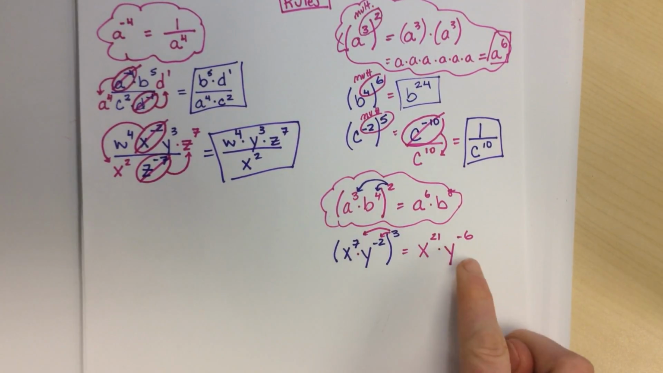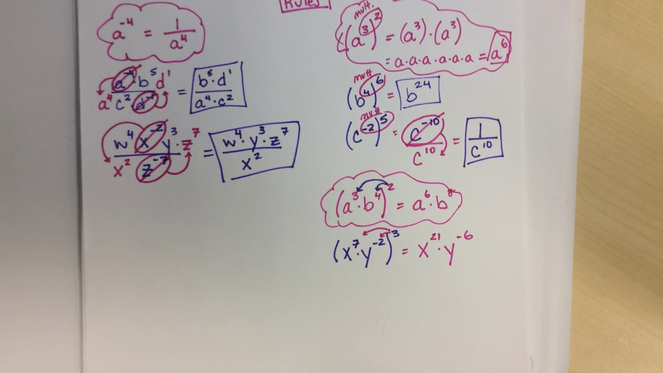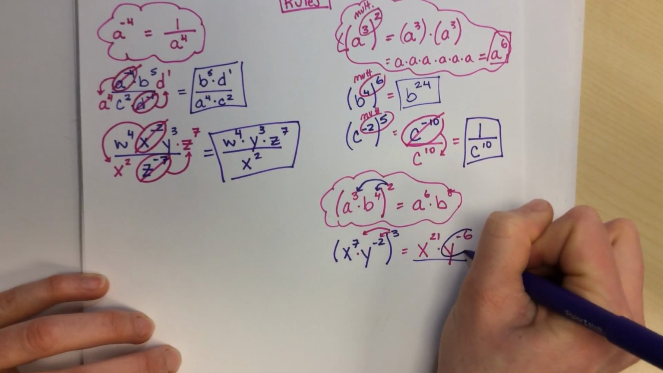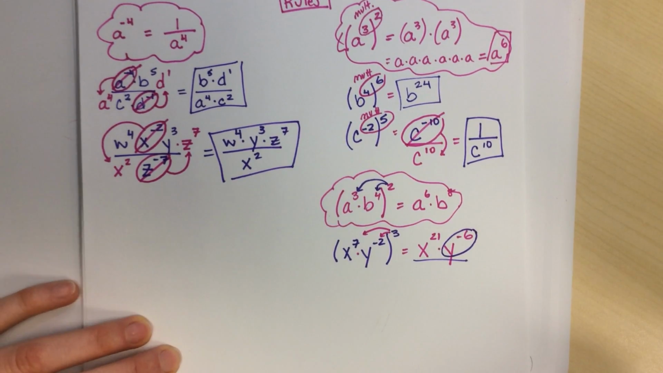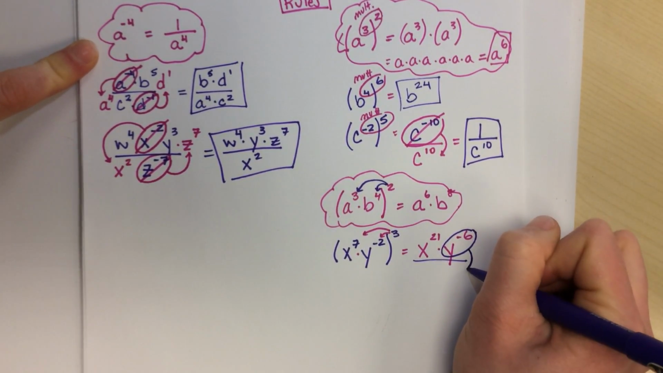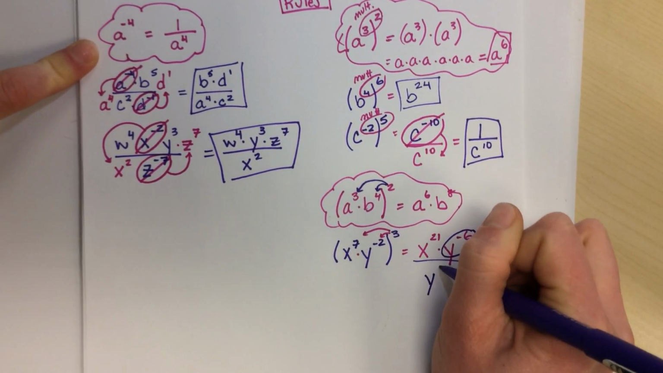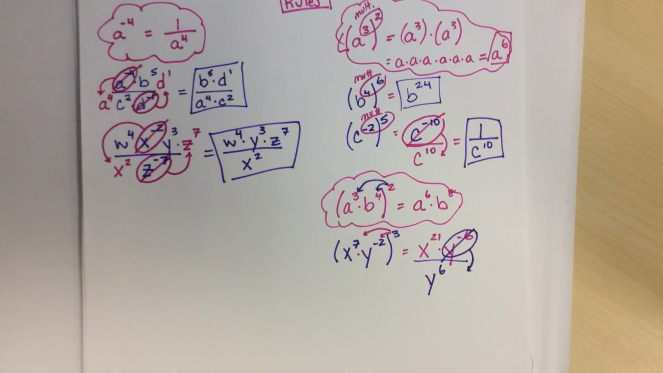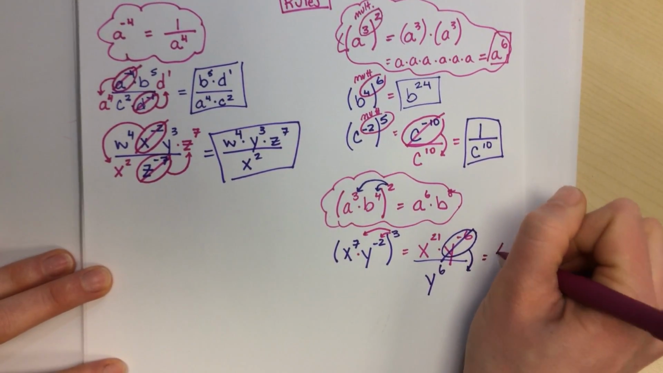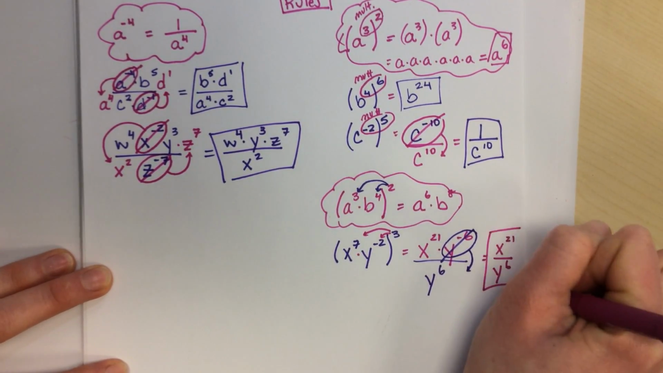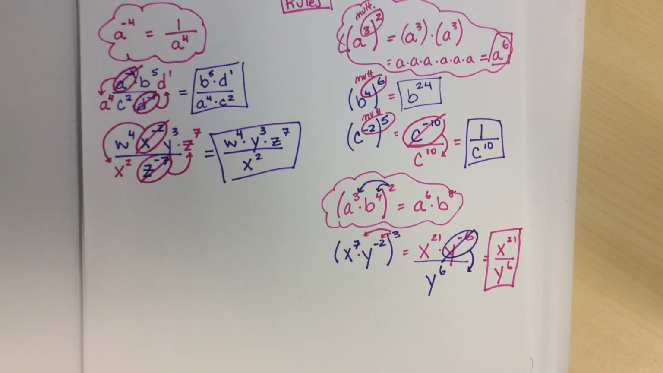But again, we don't want to leave our answer with a negative exponent. We want to get rid of that negative exponent. So we take this guy and move it to the other side of the fraction, because that's what gets rid of a negative exponent. We're utilizing this rule over here. So we just move it to the other side. It's going to be y to the positive 6, and that goes away. So your final answer is x to the 21 over y to the 6th. All positive exponents.